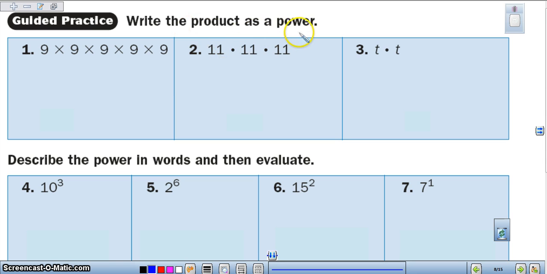If you are writing these as a power, now we don't really have this in our notes, so I just want you to look at these, and maybe on one of the back pages or one of the pages where you have a little extra room, think about what this would be as a power. What I'd like you to do is to pause the video if you need to and write the power. The first one would be 9 to the 5th as a power. Base and exponent make the power. 11 to the 3rd. T to the 2nd.